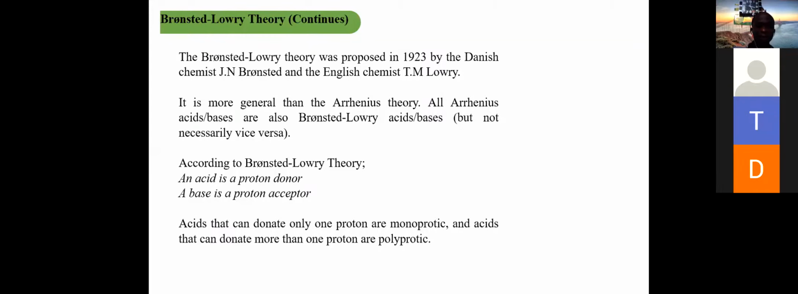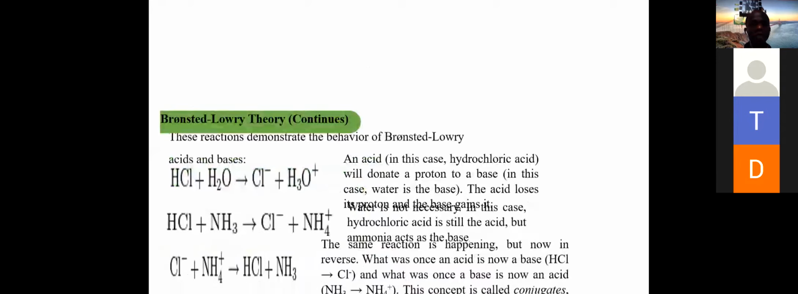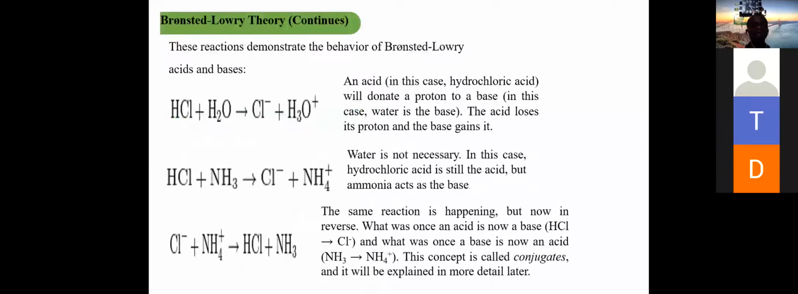Acids that can donate only one proton are monoprotic, and acids that can donate more than one proton are polyprotic. We did that earlier on. Now, these are some equations. You saw some of these in the video. Let me talk briefly about them.